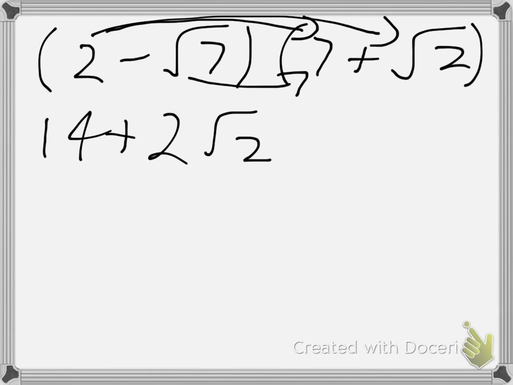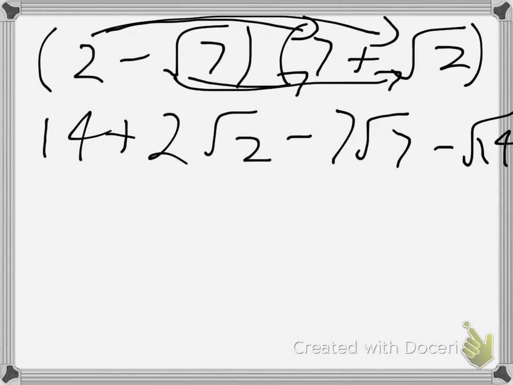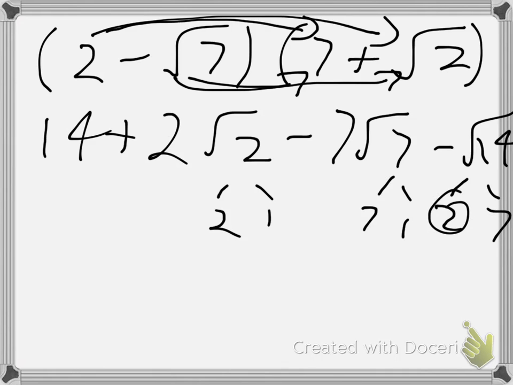Distribute this. You're going to get negative 7 square roots of 7. Now for this last part, negative square root of 14. Now this is another situation in which none of this can be simplified any further, because if I was to prime factor all of these, those are completely prime, and in this case both of those numbers are prime. So nothing here can be done to simplify it any further.